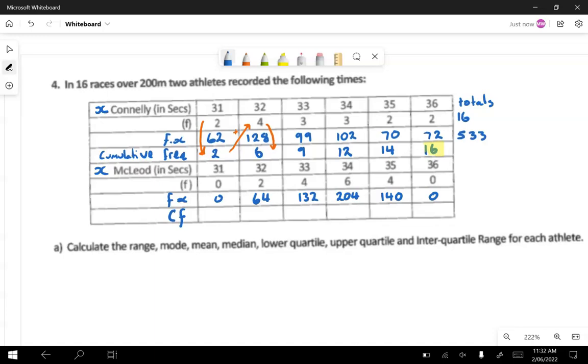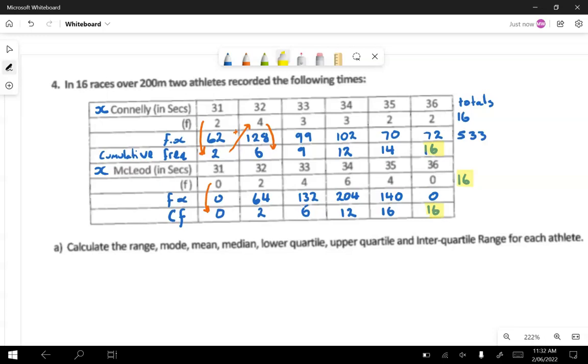Let's go down and do cumulative frequency for McLeod as well. So remember, I'm grabbing that first number, 0, and I'm dumping it down there, and then it's a building frequency. So 0 plus 2 makes 2, 2 plus 4 makes 6, 6 plus 6 makes 12, that's supposed to be 6. 12 plus 4 makes 16. 16 plus nothing means you've still got 16. Be careful, there's a bit of a discrepancy on the sheet there. Remember that that total is also the total of your frequency column, so take that up here, okay?